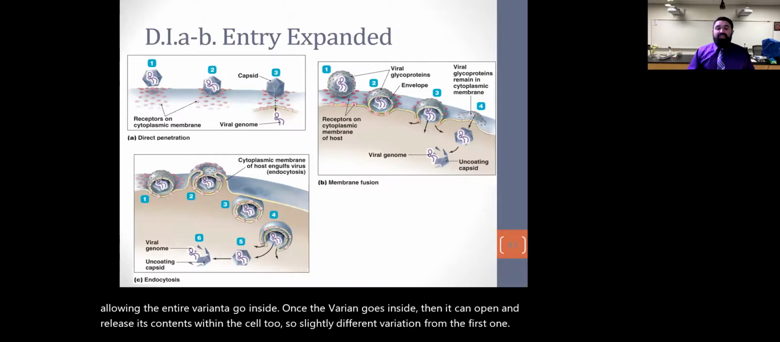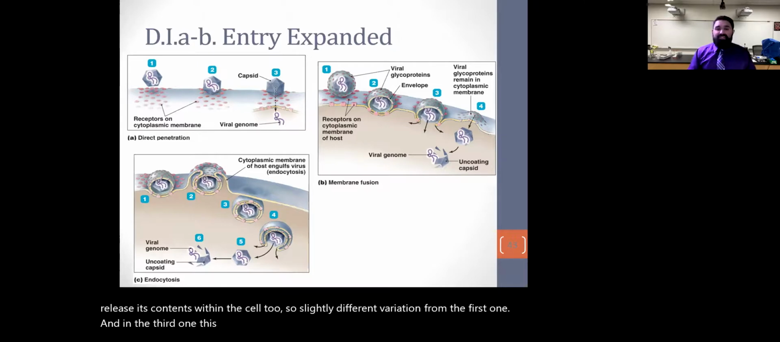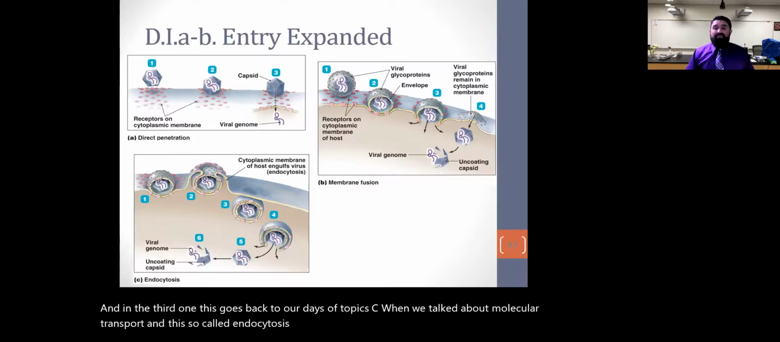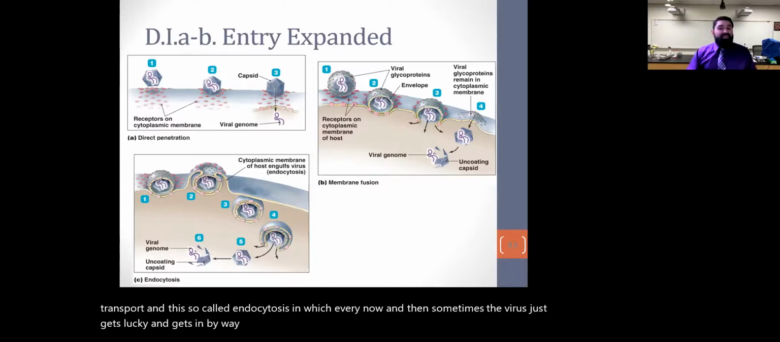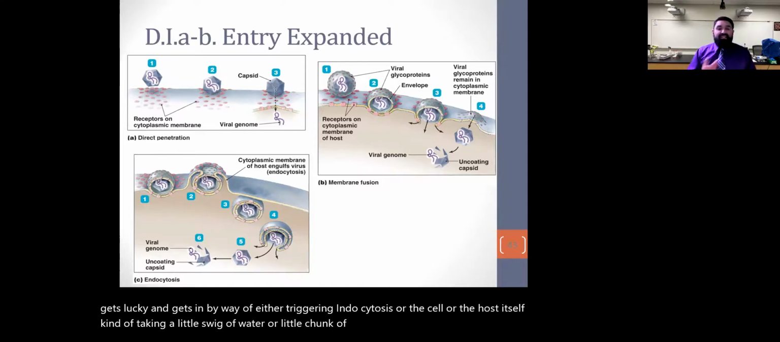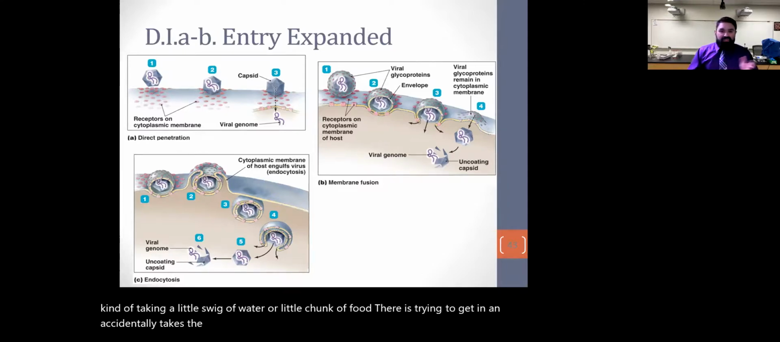And then the third one, this goes back to our days of topic C when we talked about molecular transport and so-called endocytosis, in which every now and then, sometimes the virus just gets lucky and gets in by way of either triggering endocytosis or the host itself taking a little swig of water or a little chunk of food that it is trying to get in and accidentally taking the virus inward. So there are several different methods on how the virus can get access to the inside.